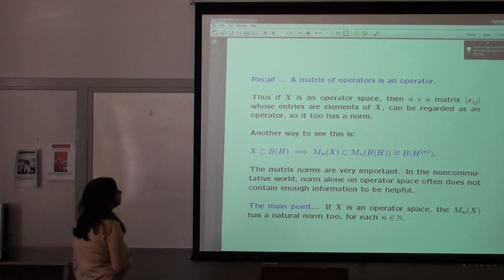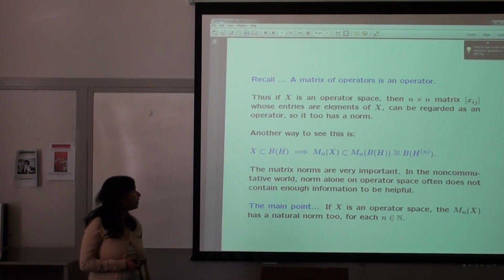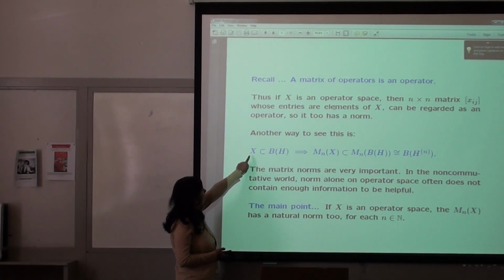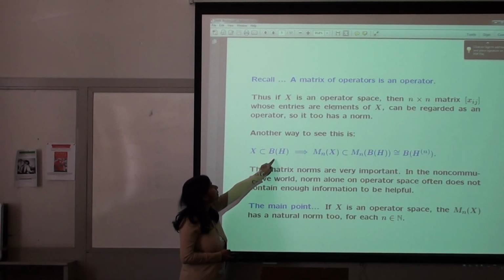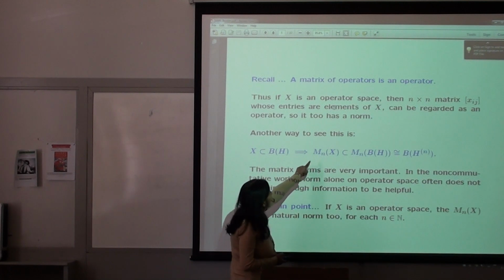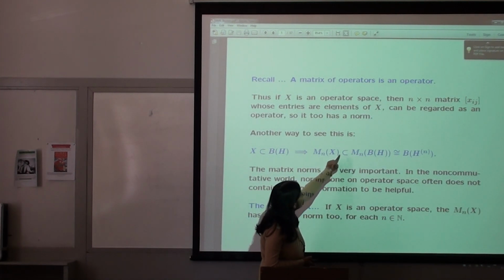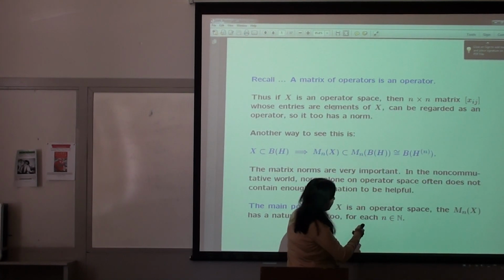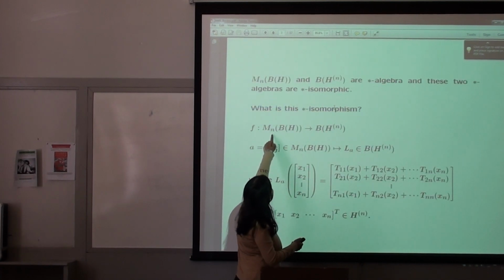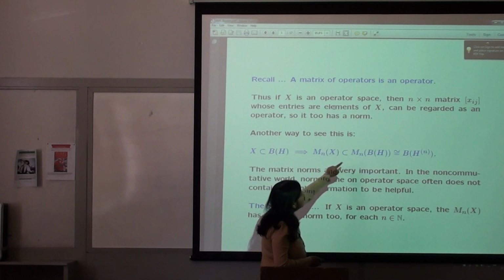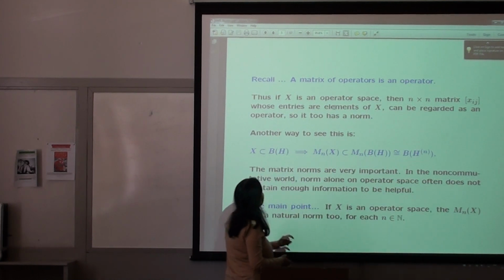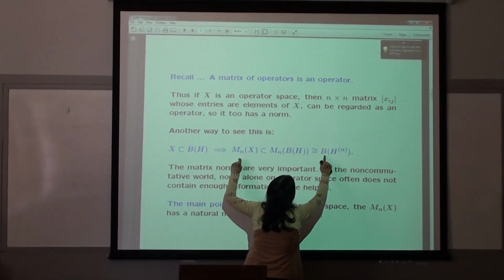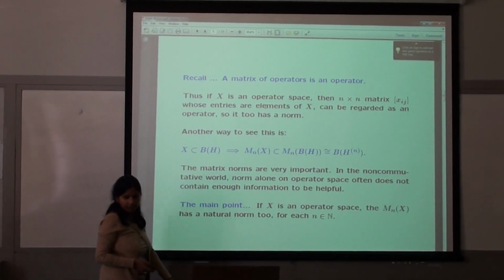If X is an operator space, then n cross n matrices whose entries are in X can also be regarded as an operator. Another way to see this is as follows. We define the operator space X to be a subspace of bounded operators on the Hilbert space. Then n cross n matrices whose entries come from X form a subspace of n cross n matrices whose entries are operators. From the last identification, we identify Mn of B of H as bounded operators on n copies of the Hilbert space. So we can view Mn of X inside the bounded operators on n copies of the Hilbert space, and so it also has an operator norm.